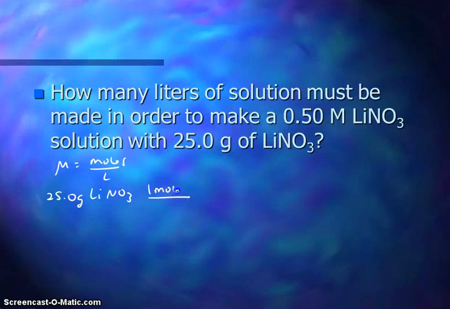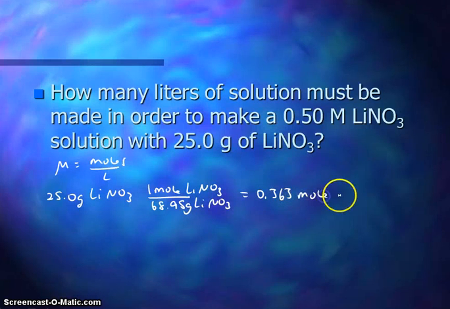So first, we'll take the 25.0 grams of lithium nitrate and convert that to moles. So 1 mole of lithium nitrate is 68.95 grams of lithium nitrate. We're getting that off the periodic table. We want 3 digits in our answer, so 0.363 moles of lithium nitrate is what we're working with. Well, if molarity equals moles per liter, and we want to solve for liters, we're going to multiply both sides by liters and divide both sides by molarity, and that'll isolate our liters variable. So liters equals moles over molarity.